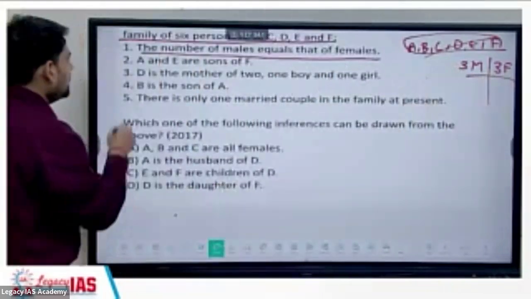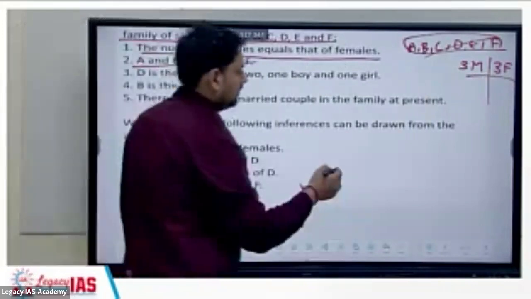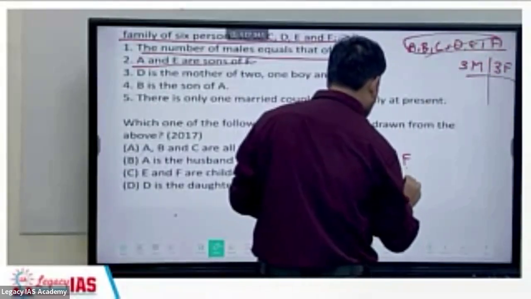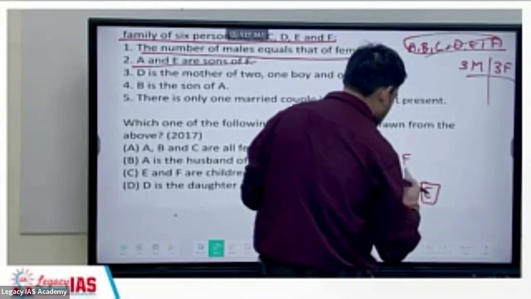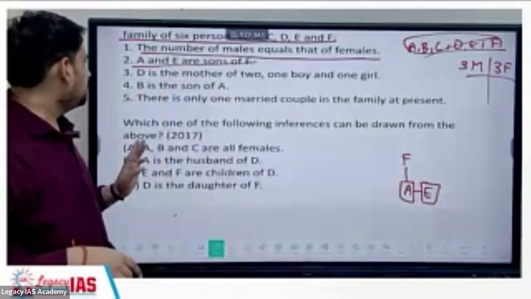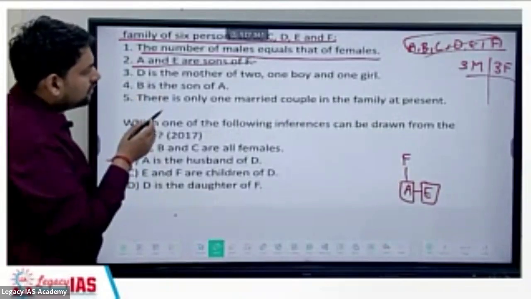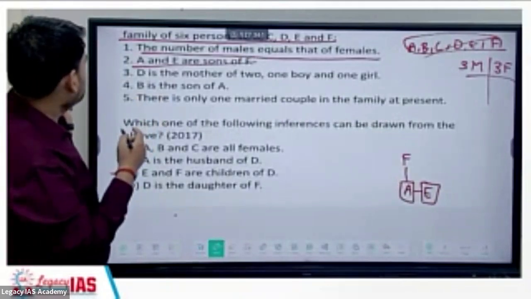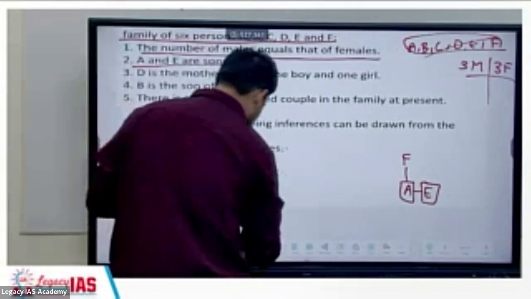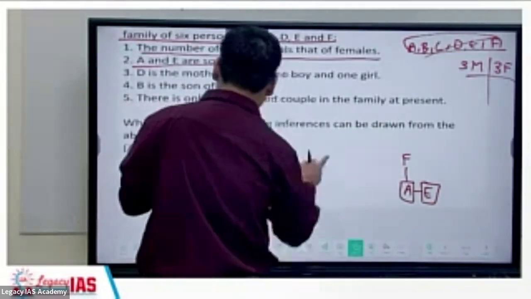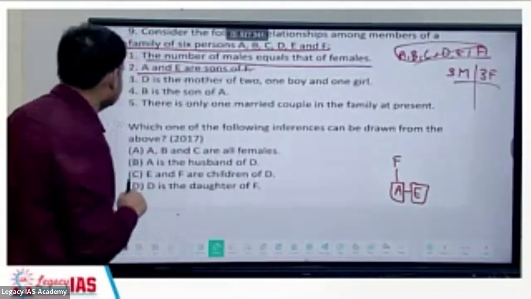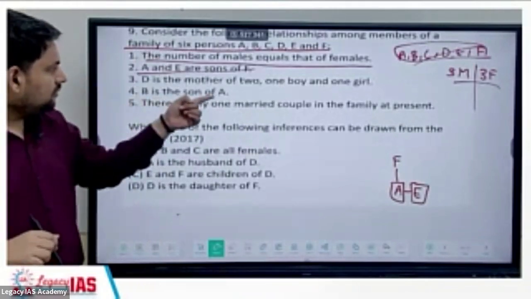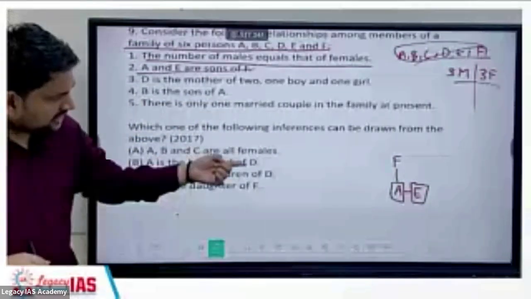Then A and E are sons of F. Let's draw F and A and E. So A and E are sons. F's gender we don't know right now. Then D is the mother of 2, one boy and one girl. D has not been introduced yet.